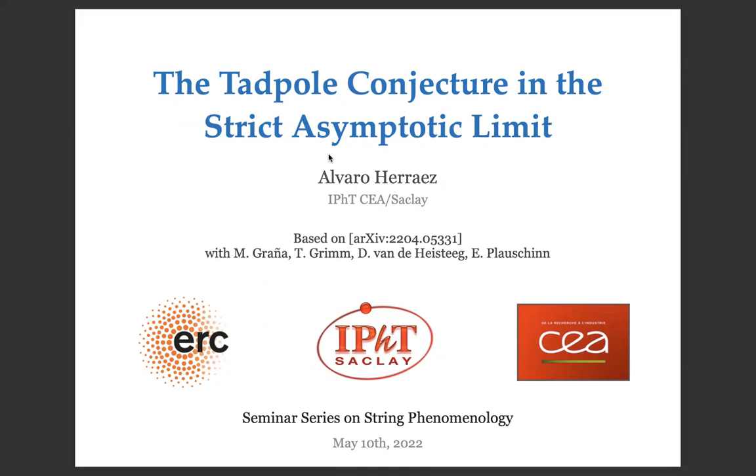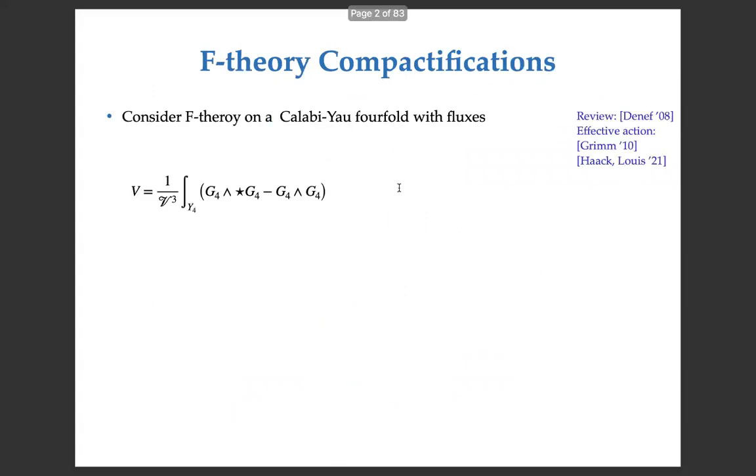So let me go very quickly to the point and try to tell you the setup in which we are going to work for the rest of the talk, and then we will go into the details. The idea is to consider F-theory compactifications. So we consider a theory of Calabi-Yau four-fold with fluxes.